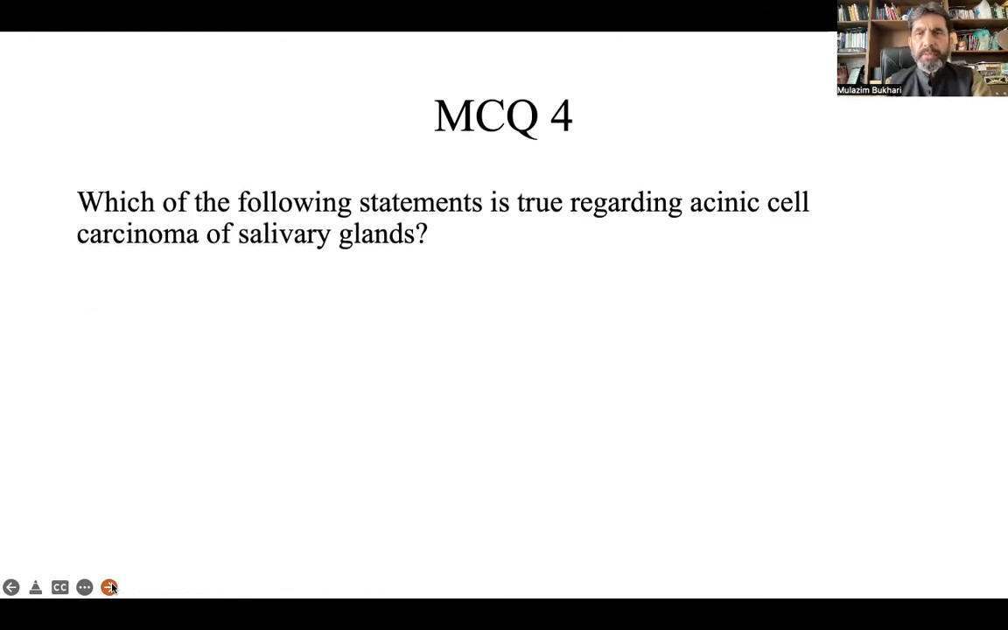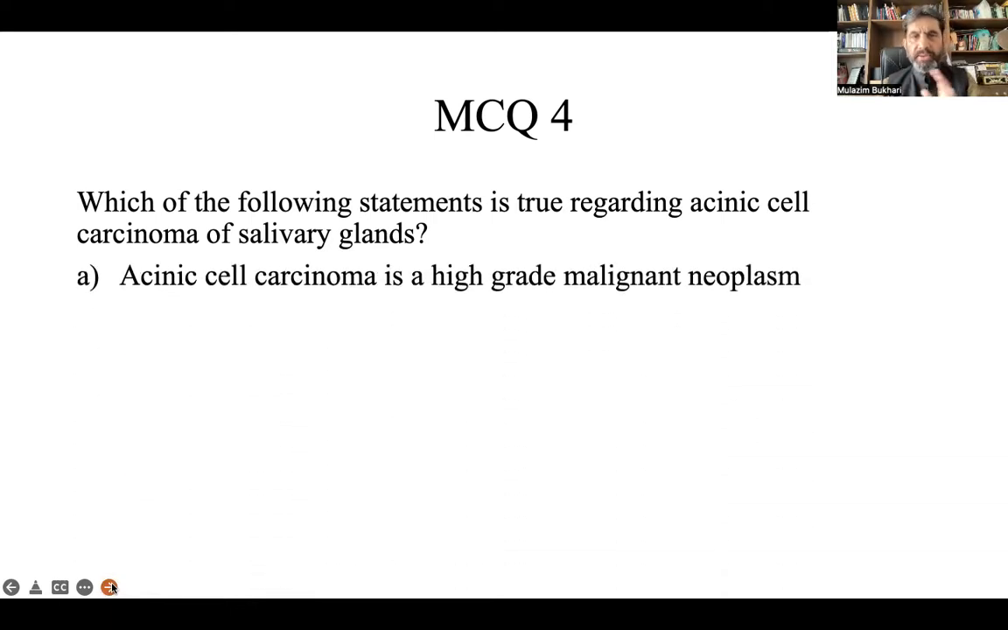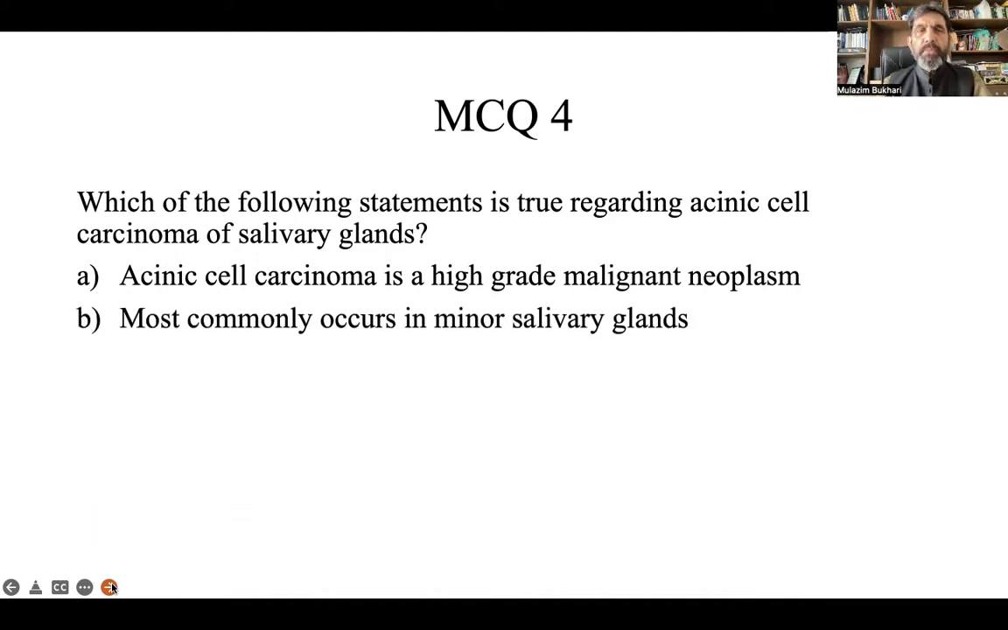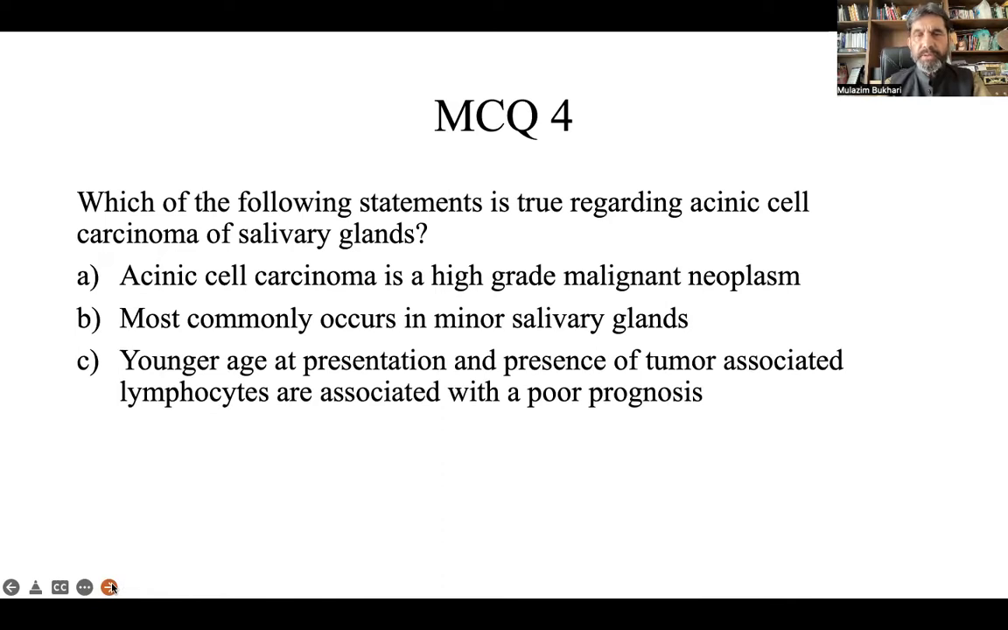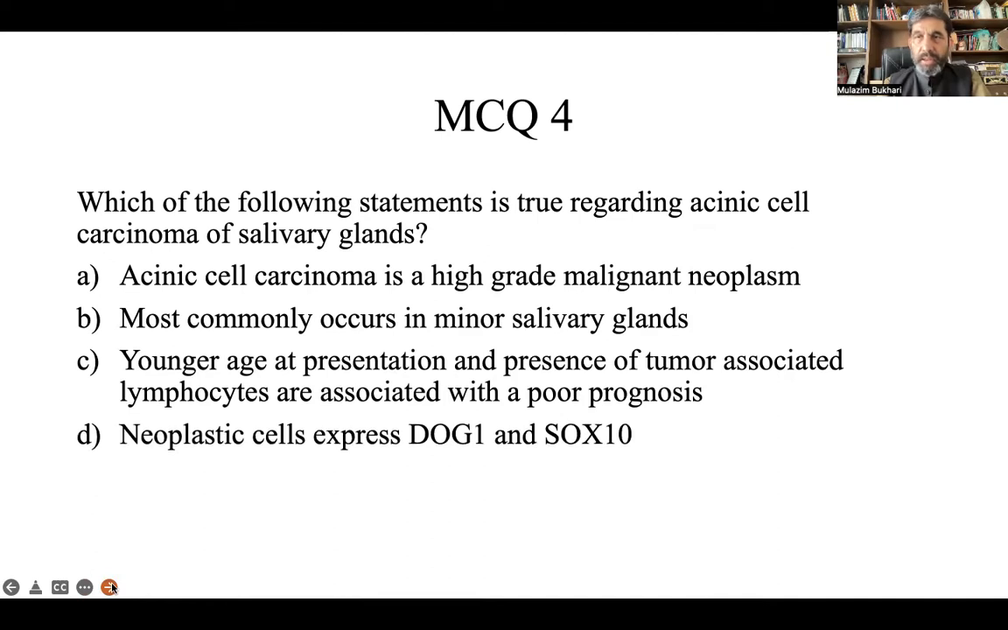Which of the following statements is true regarding acinic cell carcinoma of the salivary gland? Acinic cell carcinoma is a high grade malignancy; most commonly occurs in the minor salivary glands; young age at presentation and presence of tumor associated lymphocytes are associated with poor prognosis. All the answers are present in previous slides. Neoplastic cells express DOG1, SOX10.